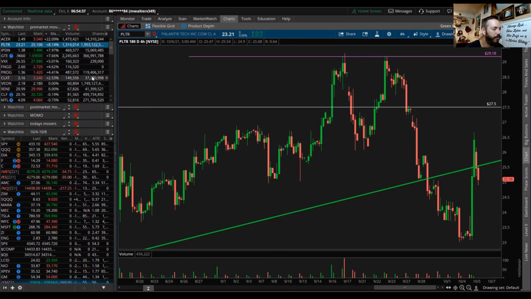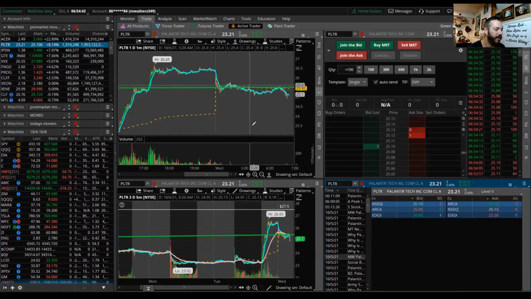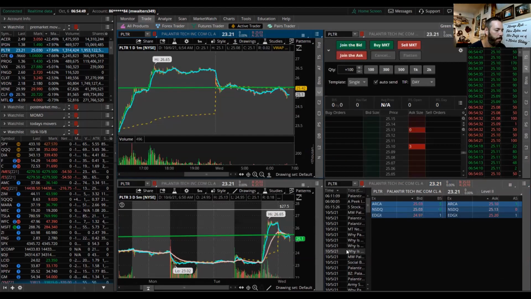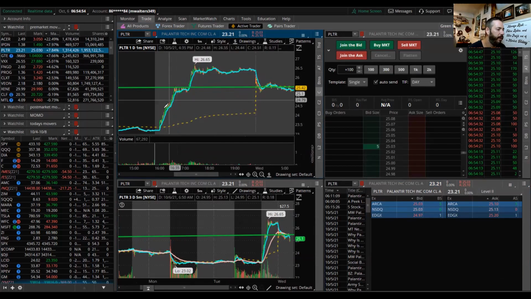Palantir kind of made its move in after hours, and I did trade that here yesterday. See if I could show my trades here if they show up. Sometimes they just don't show. It's frustrating. But anyway, I traded it around this area right here. There you go. So I traded it over here just for a quick scalp, but it went another $2 past where I sold because it was already so extended when I got in.